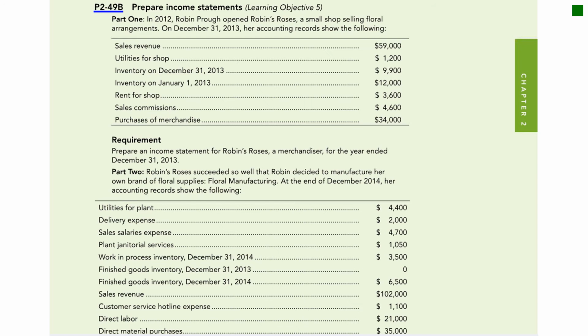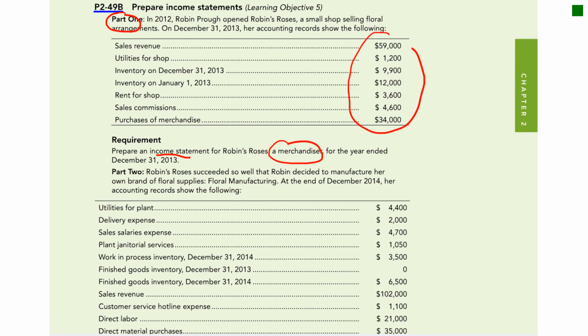Okay, so for this illustration, this is problem 2-49B, and it actually has two parts to it. I'm going to show the next part on the next slide. So on this particular slide, we're just going to be dealing with part 1. And on part 1, the requirement is they want us to prepare an income statement for Robin's Roses. We're going to account for this as if they are a merchandiser, and it's for the year ended 2013.